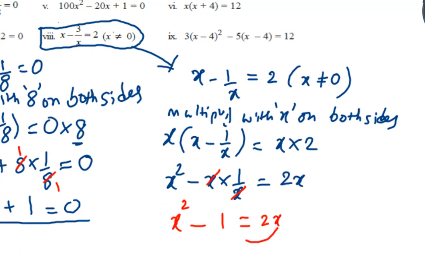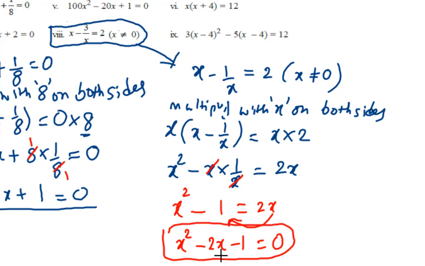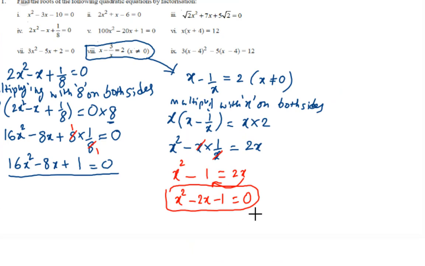Now transpose this 2x to the left hand side. So by transposing this plus 2x to this side it becomes minus 2x, and minus 1 which equals 0. Now we get the quadratic equation as x square minus 2x minus 1 equals 0. Now from this step we can proceed with the factorization method. So find the roots of this quadratic equation by factorization method on your own.